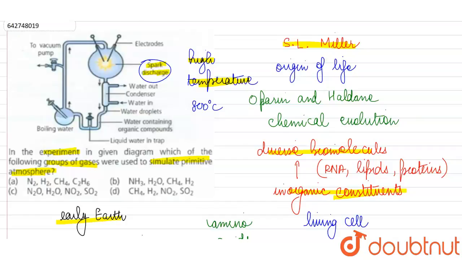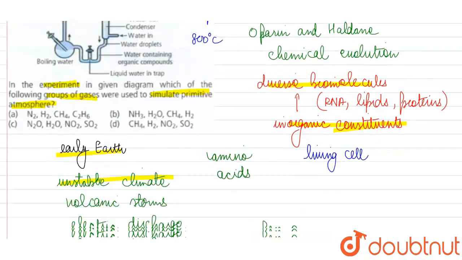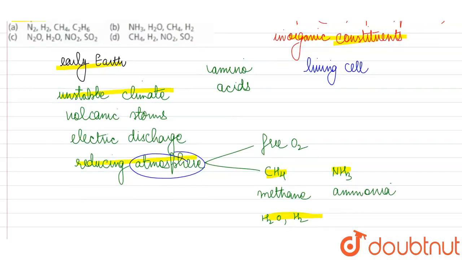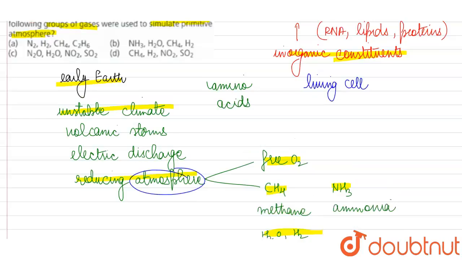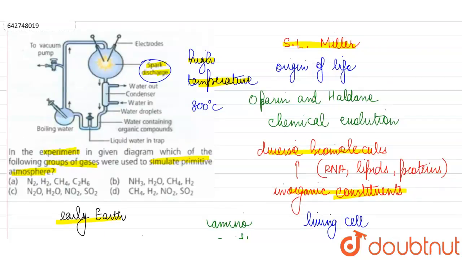So, which gases must have been there? Because we are trying to simulate the primitive atmosphere, and the primitive atmosphere was a reducing atmosphere. We cannot have any oxygen. So, any option which is listing oxygen cannot be our correct answer. Now, in this question, oxygen is not mentioned in any of the options. So, here we are going to say option B is our correct answer.